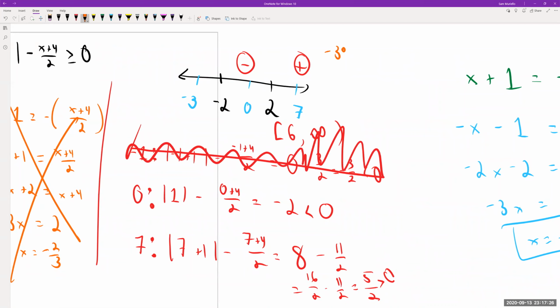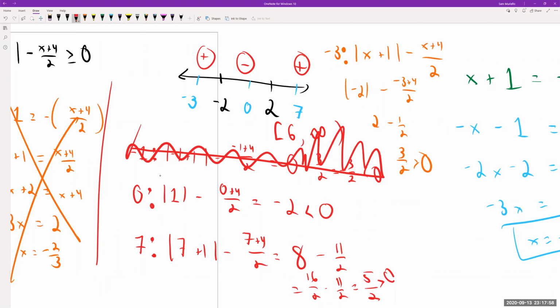For -3, plugging this in, x plus 1 minus x plus 4 over 2 will give me absolute value of -2 minus -3 plus 4 over 2. 2 minus 1/2 is 3/2, which is greater than 0. That gives me a positive. That makes more sense that I would be alternating here.